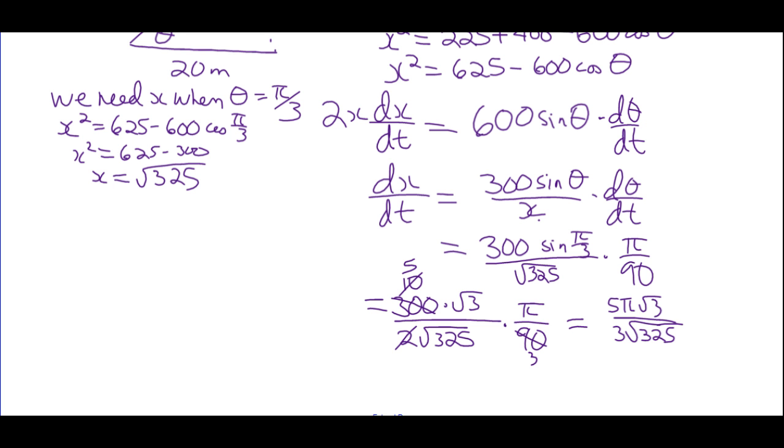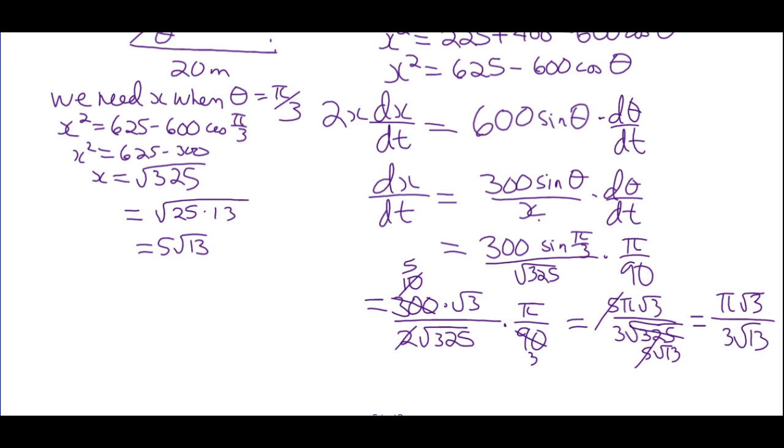That? No. Oh, wait a sec. Root 325. Yeah, hang on. Isn't this like 25 times 13? Okay, so that's a 5 root 13, so the 5s are gone. All right, so we got pi root 3 over 3 root 13. And the units on that are meters per second.